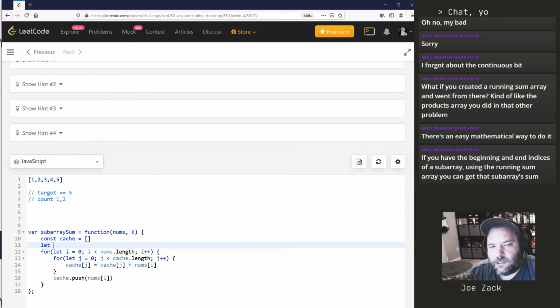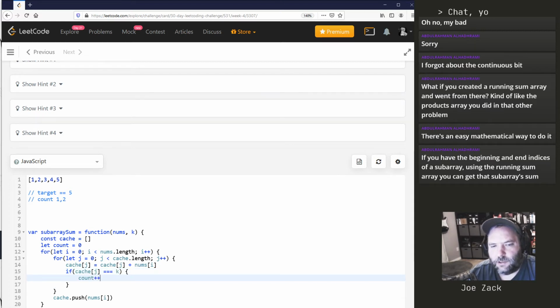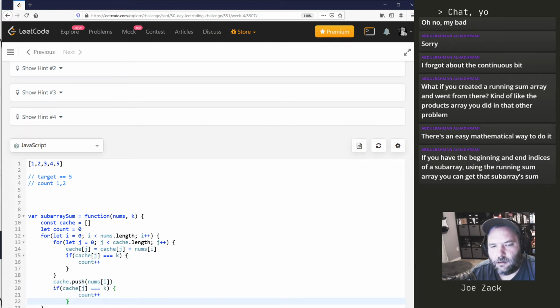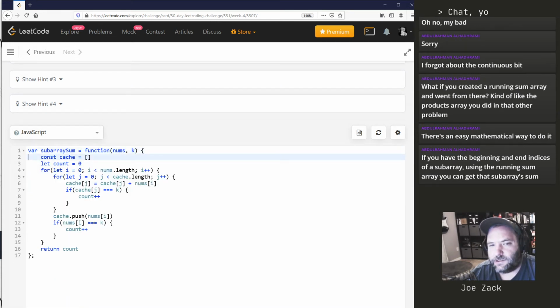All right, then we also need to keep our count equals 0. And every time we do this, we need to say if cache at j equals target, which is k, then count plus plus. And then down here, we can also say if nums at I equals k, count plus plus, return count. I think that's it. It's not optimum. There's no running sum going on there.